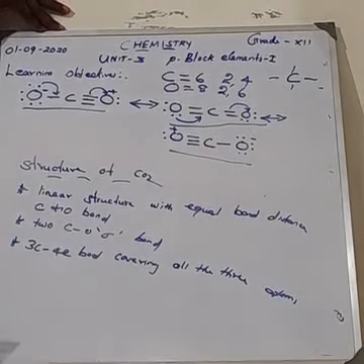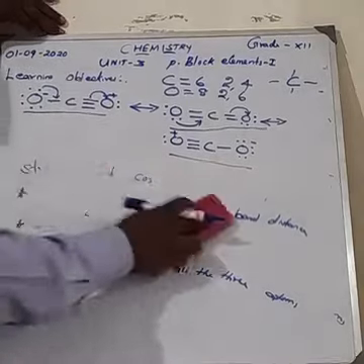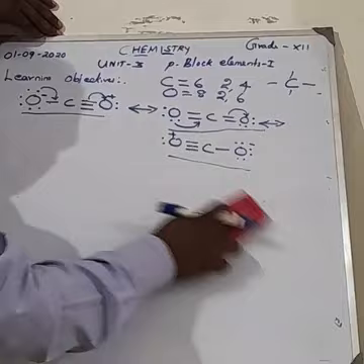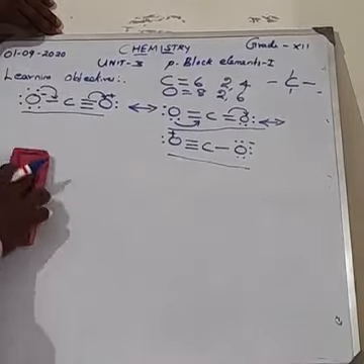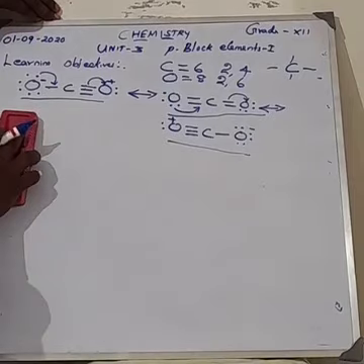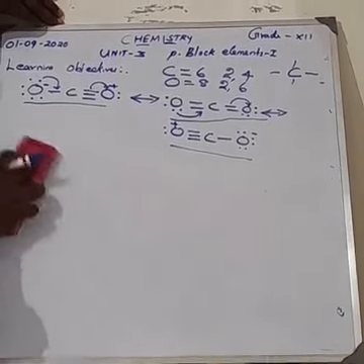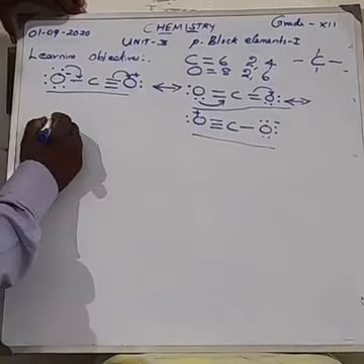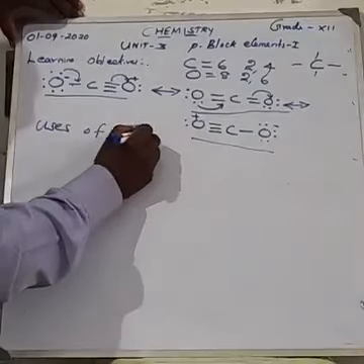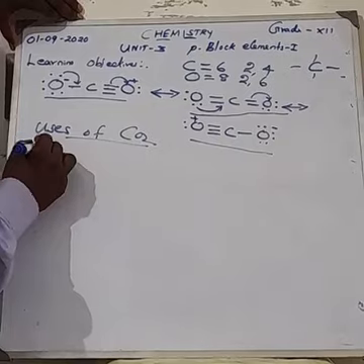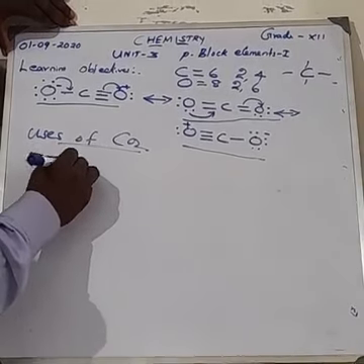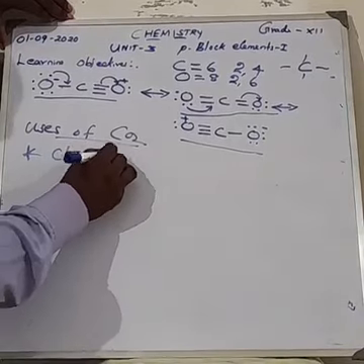Okay. Next, about the uses. What are the uses of carbon dioxide? First one, carbon dioxide is used to produce an inert atmosphere for chemical processing. It is used for chemical processing.